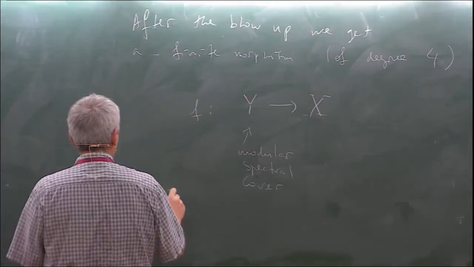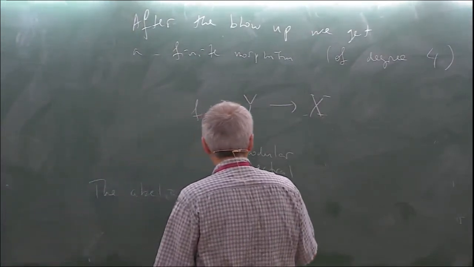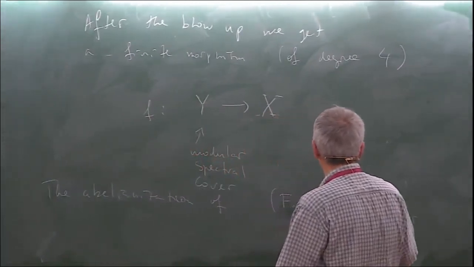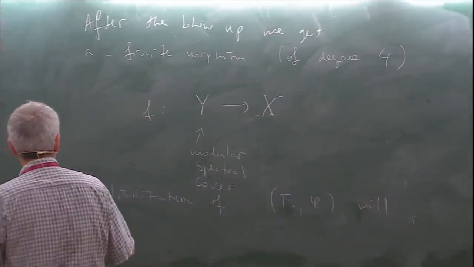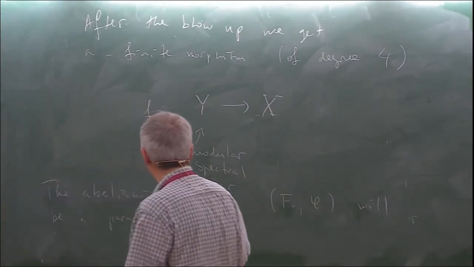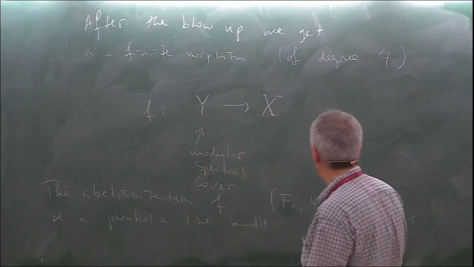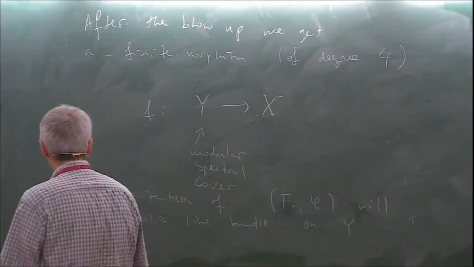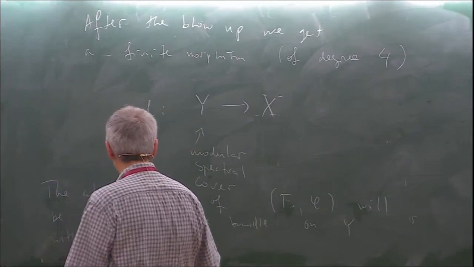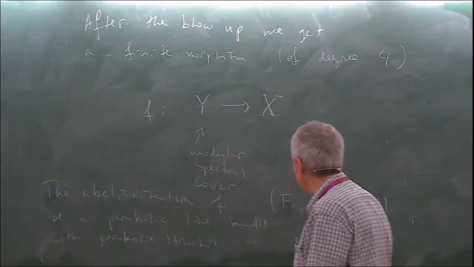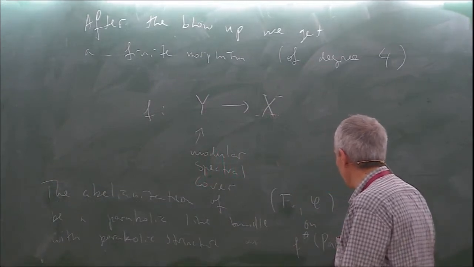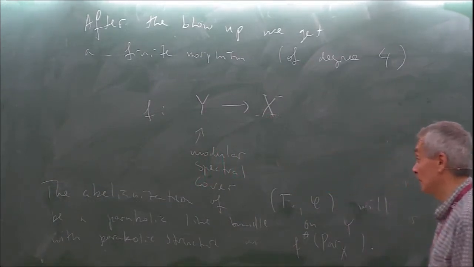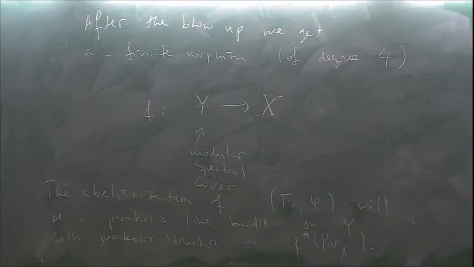The abelianization of F·φ will be a parabolic line bundle on Y with parabolic structure on the preimage of the parabolic divisor, the wobbly divisor on X. So you need to understand that. And it's not hard.